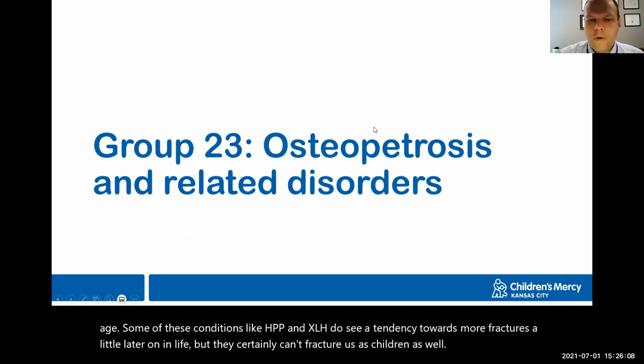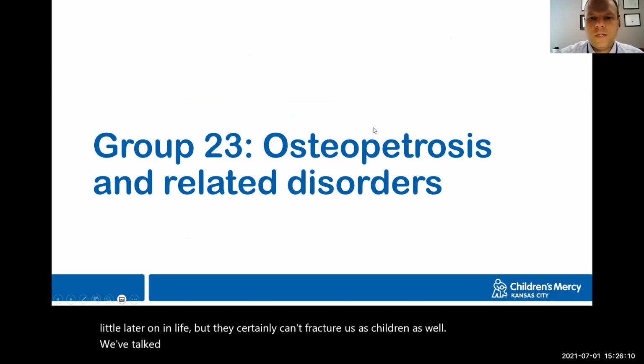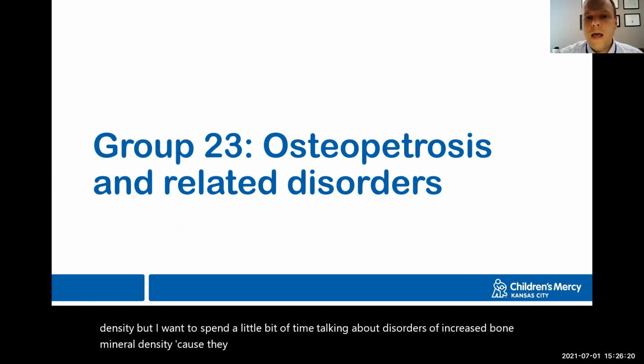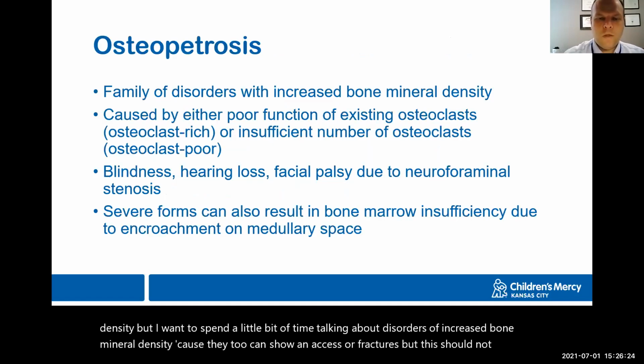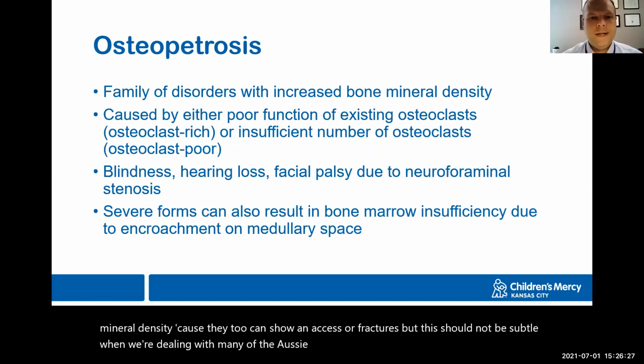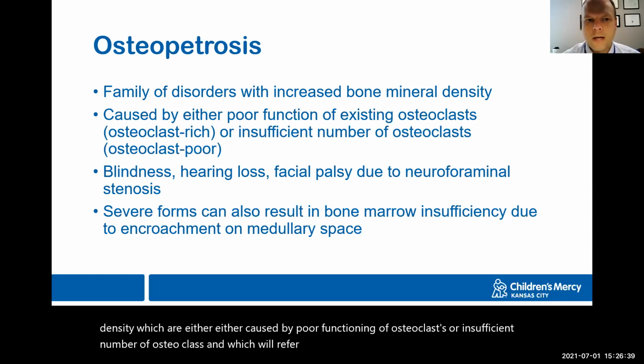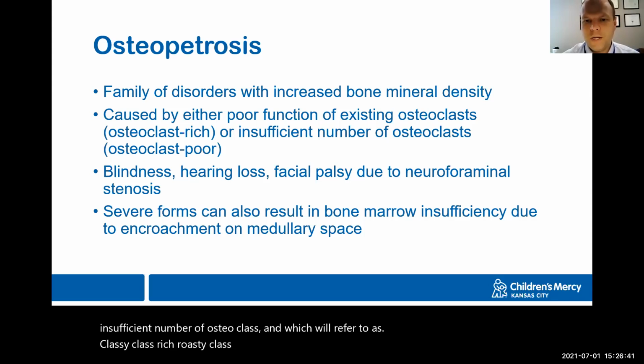We've talked extensively about skeletal disorders which feature decreased bone mineral density, but I want to spend a little bit of time talking about disorders of increased bone mineral density, because they too can show an excess of fractures. But this should not be subtle when we're dealing with many of the osteopetrosis conditions. So again, increased bone mineral density, which is caused by either poor functioning of osteoclasts or an insufficient number of osteoclasts, and which we'll refer to as osteoclast-rich or osteoclast-poor osteopetrosis.